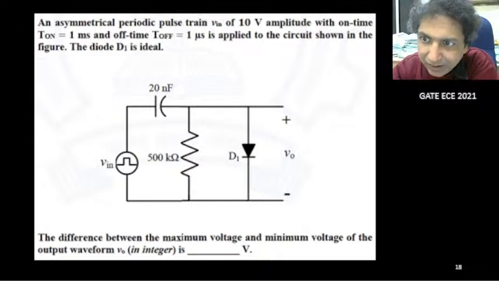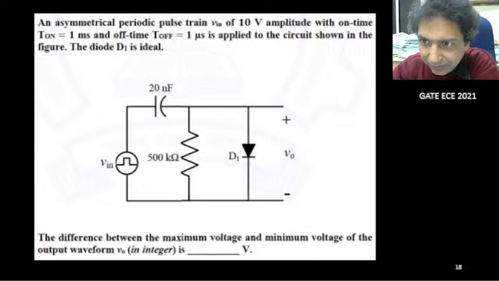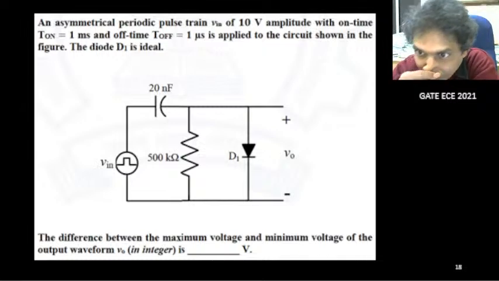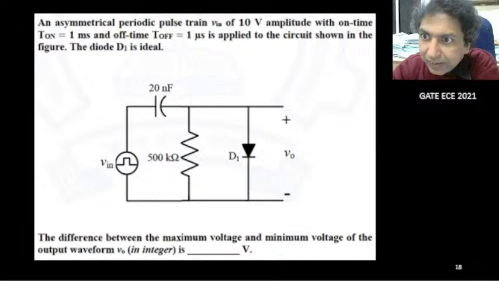Now we need to understand the voltage V0. The question is the difference between the maximum voltage and the minimum voltage. These two only you need to identify: what is the maximum voltage of V0 and what is the minimum voltage of V0, and we need to compute that difference. So can you draw the waveform of this circuit? It is given that the on time for this pulse is only 1 millisecond, and the off time is 1 microsecond.